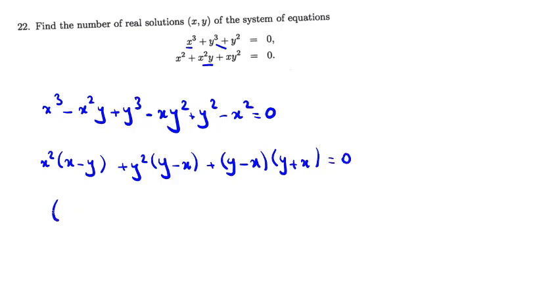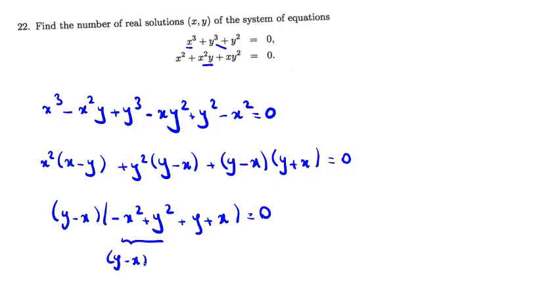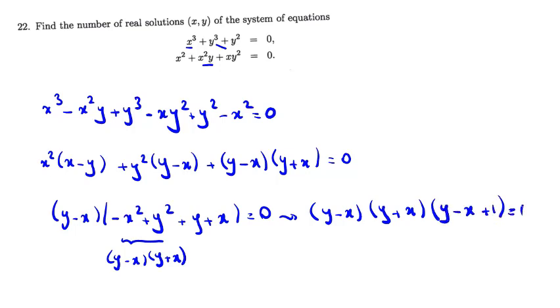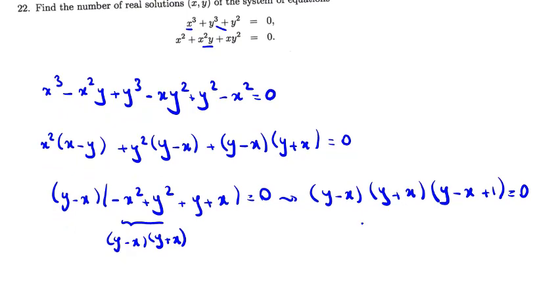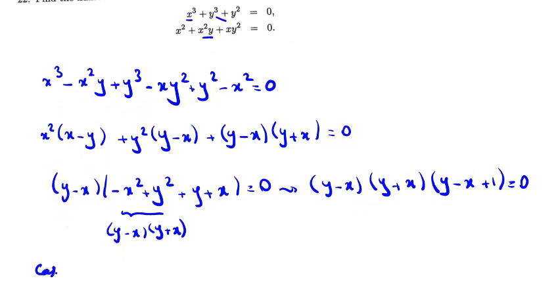So you can factor out y minus x, then we will have negative x squared plus y squared plus y plus x equals 0. Now, for this part, you can say it is equal to (y minus x) times (y plus x). Again, you can factor out y plus x, it will be (y plus x) times (y minus x plus 1) equals 0. So we have three cases. The first case, y minus x is 0.